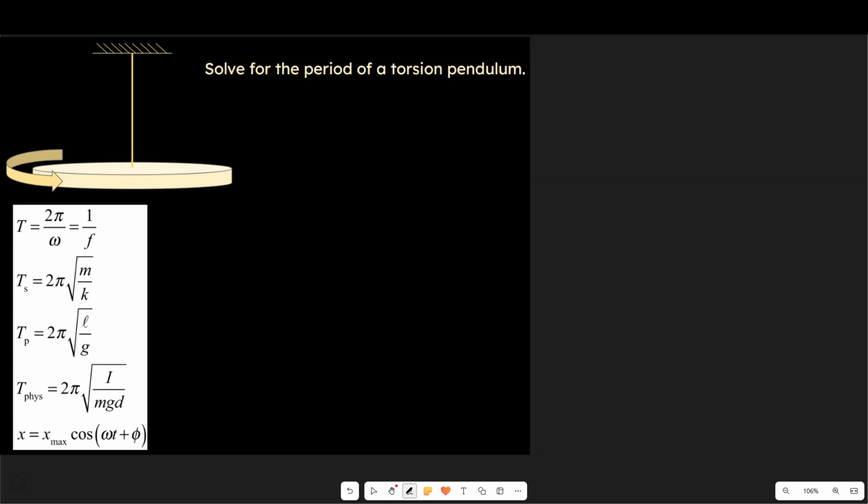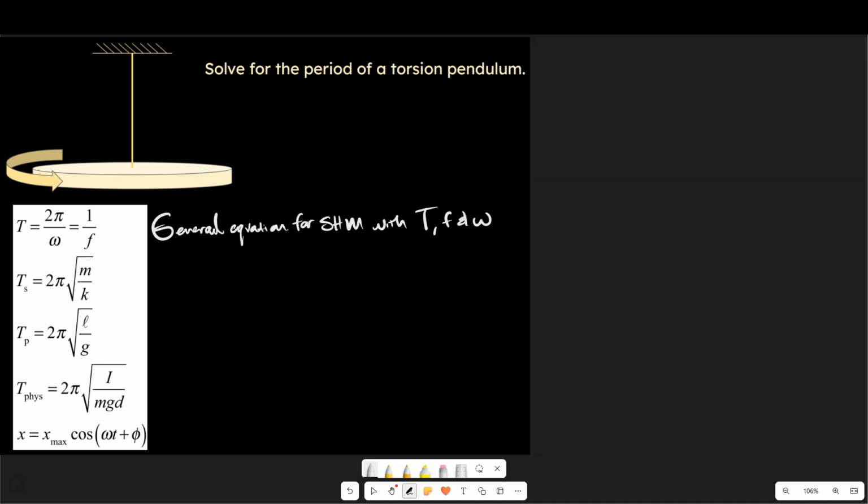First of all, what do you think this first equation is showing you? Alright, well that's just a general equation for simple harmonic motion, looking at period, frequency, and angular frequency. And so what do you think that second equation is going to be?